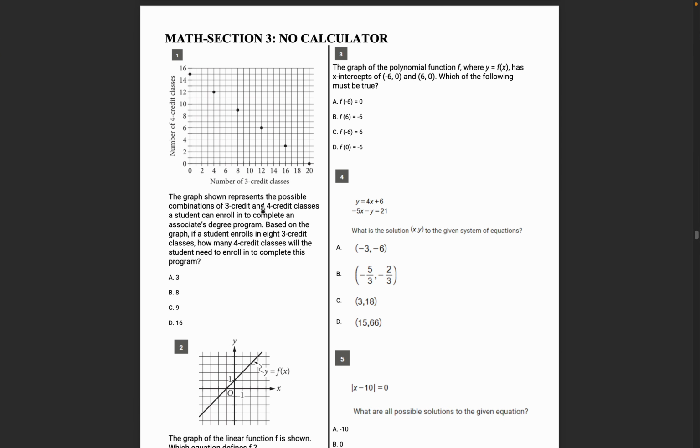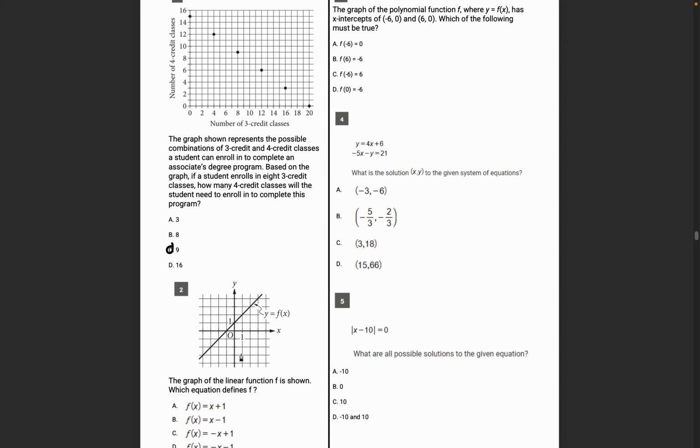The graph represents a combination of 3 credit and 4 credit courses. Based on the graph, if a student enrolls in 8 3-credit courses, okay, right here, 8, how many is the 4 credit? So if we have 8 3-credit, we have 9 4-credits.